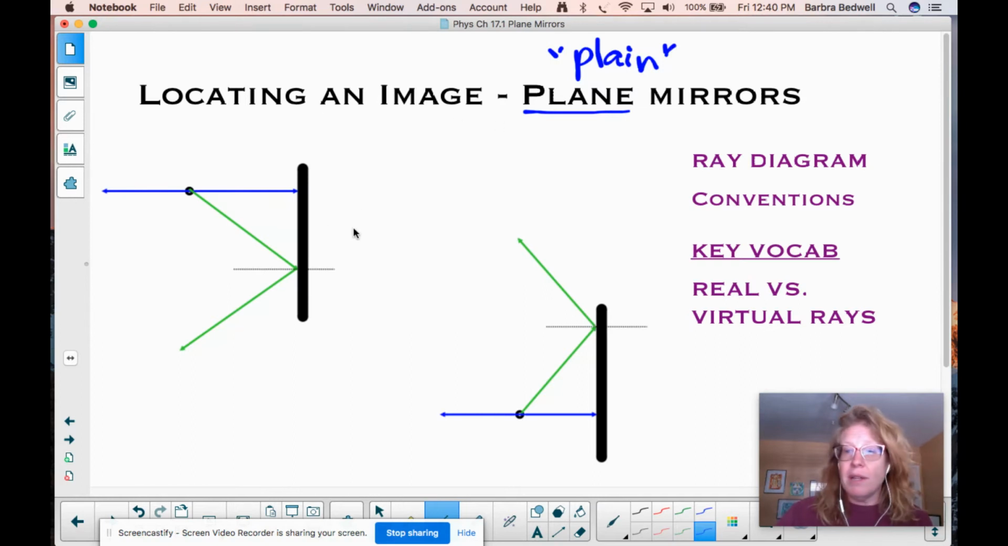So here's how we draw these things. This is called a ray diagram. This is one of the assessments that I'm going to ask you to be able to do, which is to draw a ray diagram for a plane mirror and to show me where the image would be. So when doing this, we need to use a couple of different rays. We're always going to use 2 to 3 different rays to locate where our image is.